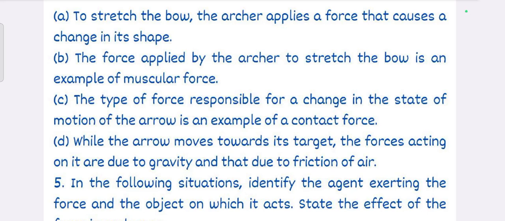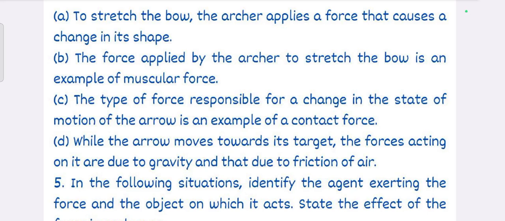Next, the type of force responsible for a change in the state of motion of the arrow is an example of contact force.